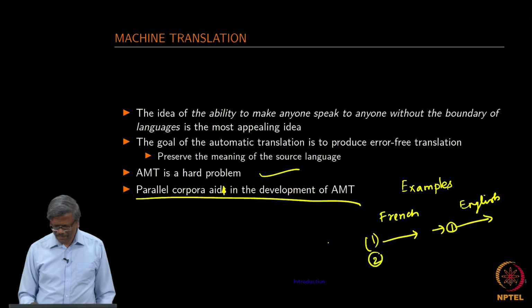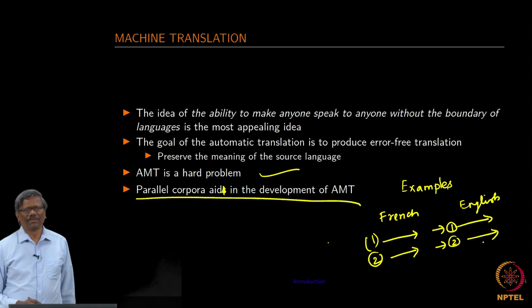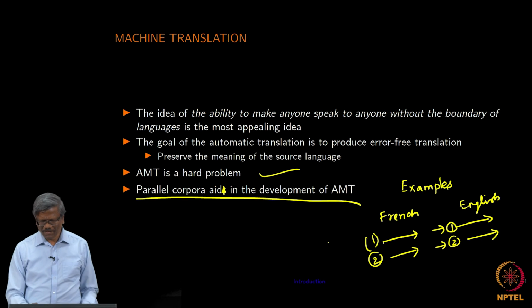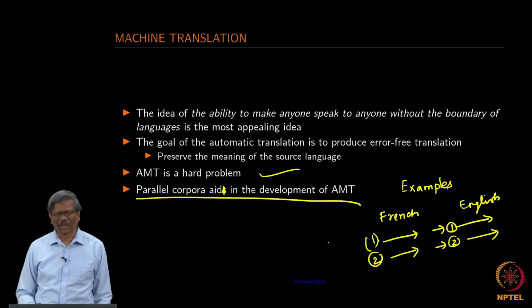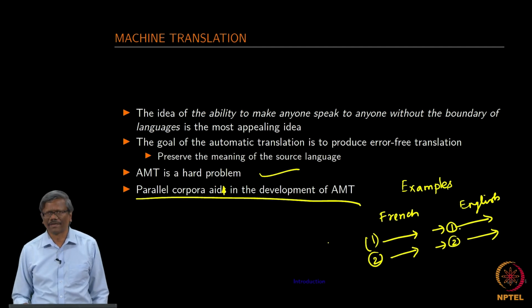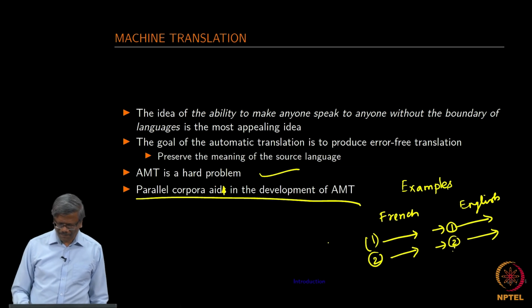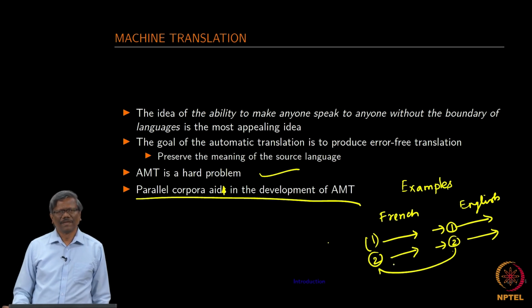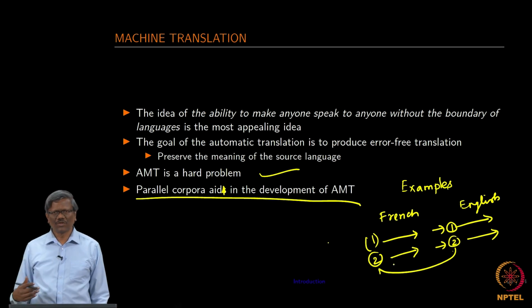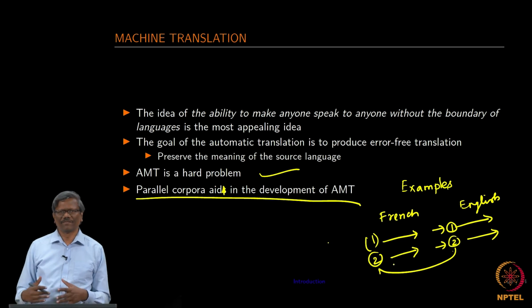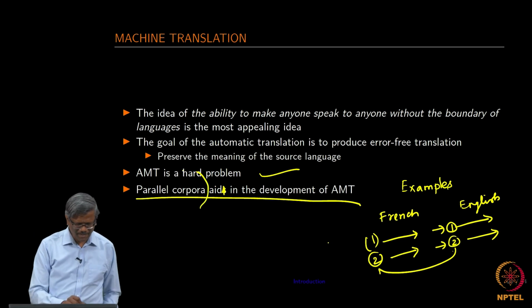Okay. And then you have translated versions available. One is corresponding to 1, and the sentence 1 in French is corresponding to sentence 1 in English. 2 is corresponding to the French sentence 2 here, and so on and so forth. Right. So, we need to have a huge corpus of the translated version. So, that is what we call parallel corpora.